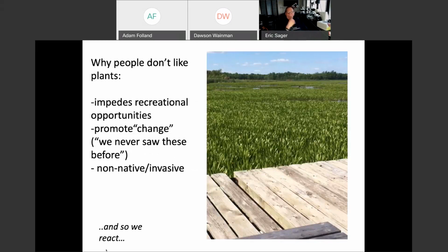So why don't people like plants? Typically, it has to do with recreational opportunities.